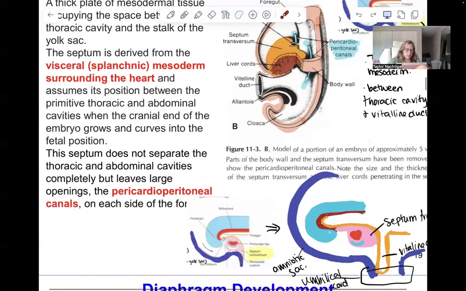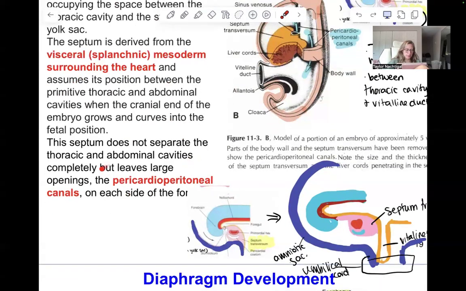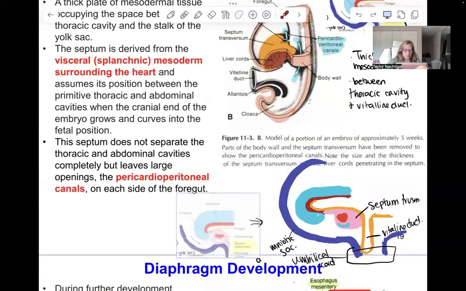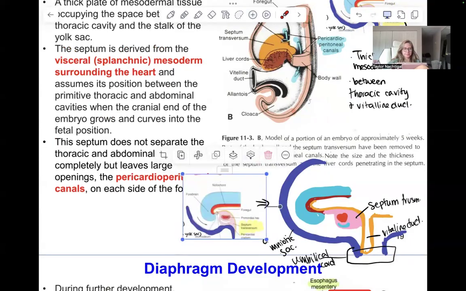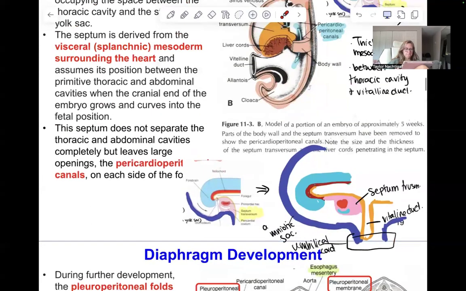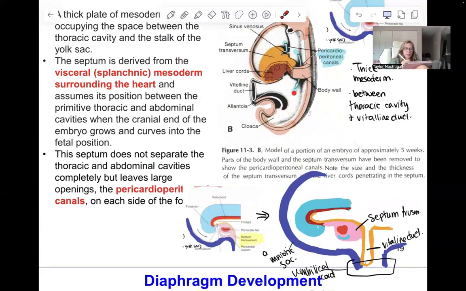The septum does not separate the thoracic and abdominal cavities completely, but it does leave a large opening known as the pericardioperitoneal canals on each side of the foregut, which, sorry, my image here cuts that off. That's better illustrated here actually than in my picture. So this is a large opening here, and then behind that we have another large opening. Those are the pericardial canals.